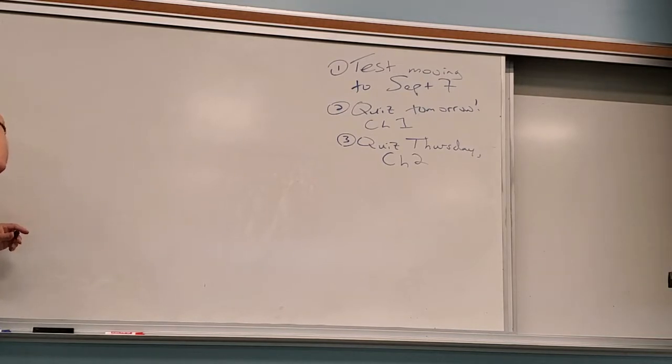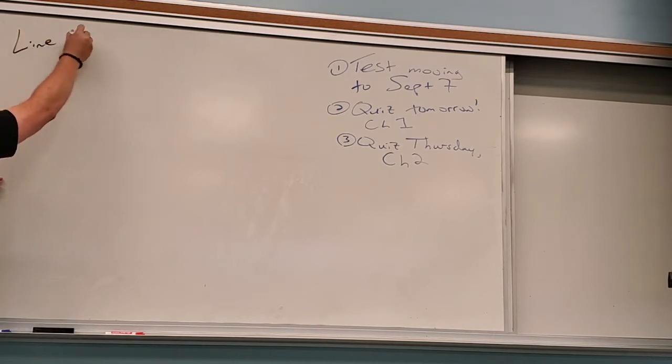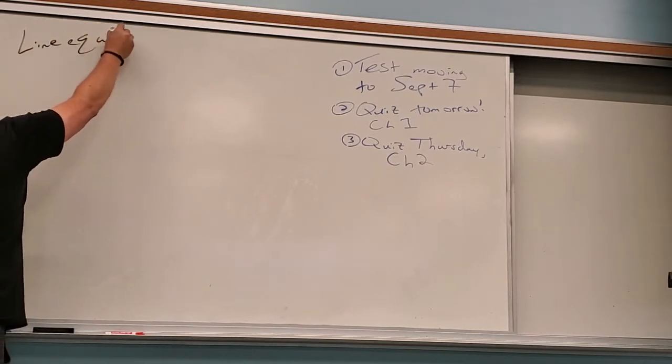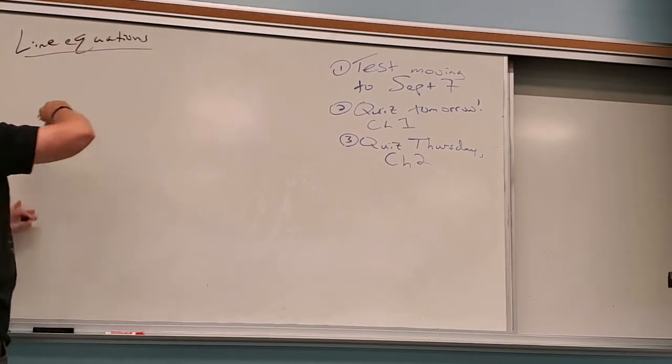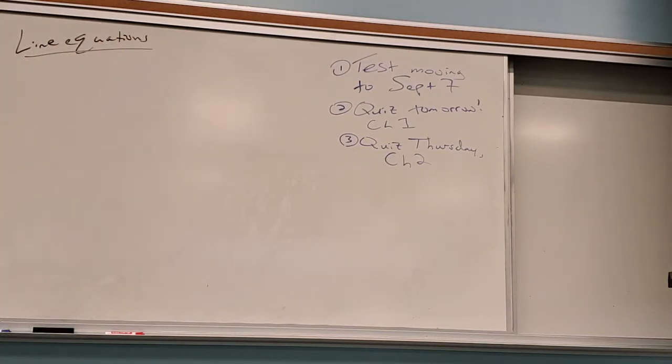I was wondering if we could just go over slope-intercept form. Slope-intercept, okay. And how to divide it by imaginary numbers. Okay, so let's do line equations first. Slope-intercept form. What is slope-intercept form? Can somebody just tell me what the form is?